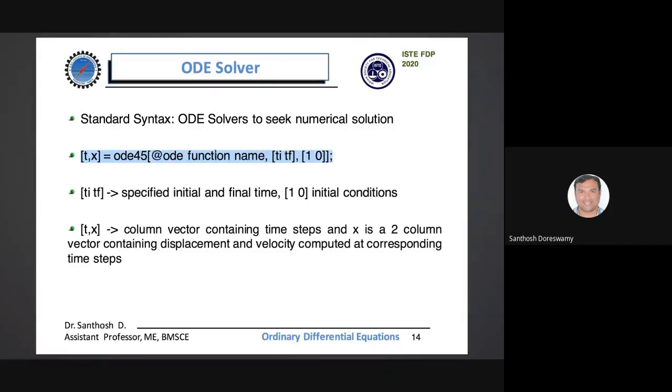If you know how to break up a higher order, nth order differential equation into n first order differential equations, code all of those derivatives in the function, and then supply the initial and final value of time and the initial conditions, then through this ODE45 solver you will solve this equation to give two vectors. One is the time vector, for which it will take an adaptive time step, and x is a vector of those displacements and velocities.